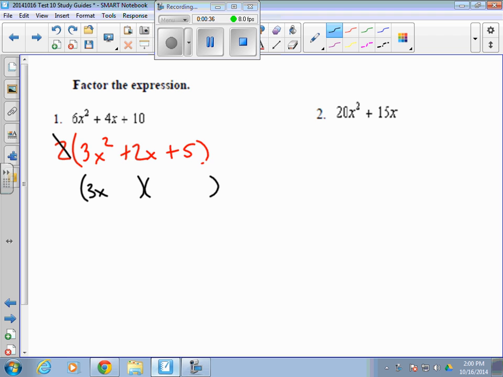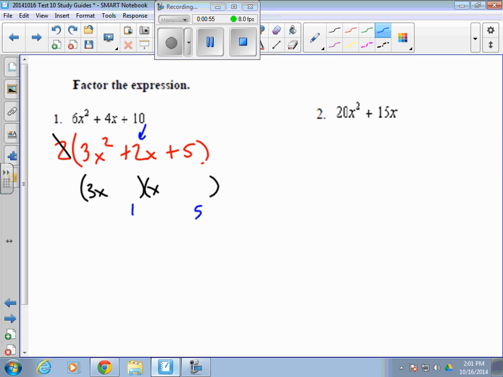3x times x gives you 3x squared. There's only one pair of factors for 5, 1 and 5. So you have to put them in the order. You're either going to put a 1 here and a 5 here. You have to put it in the order that way when you FOIL it out, you're going to get back to this number b right here, 2.